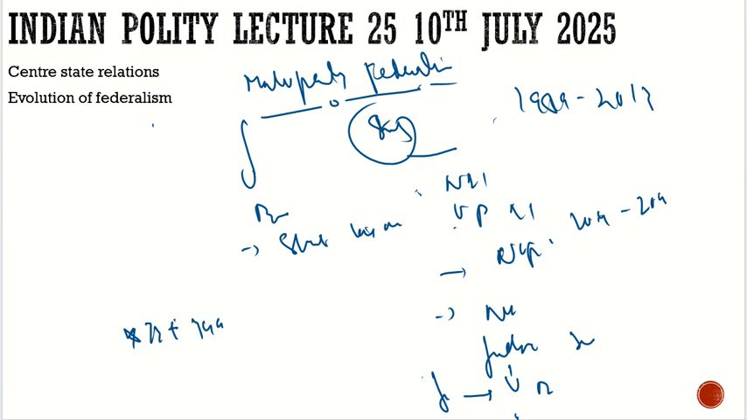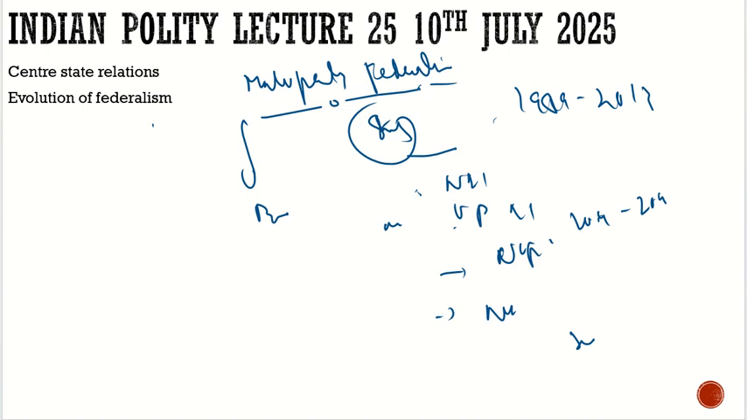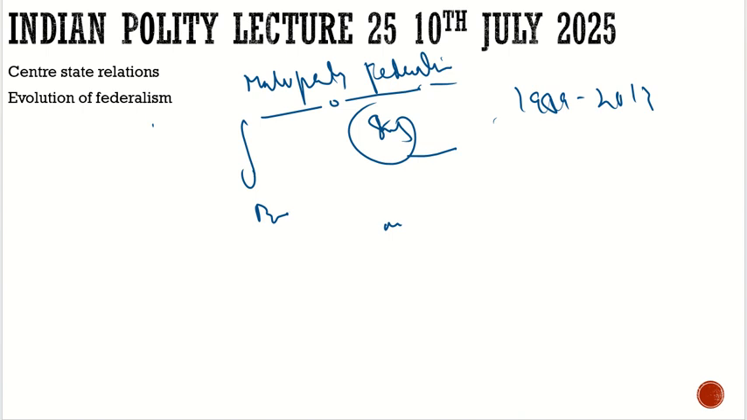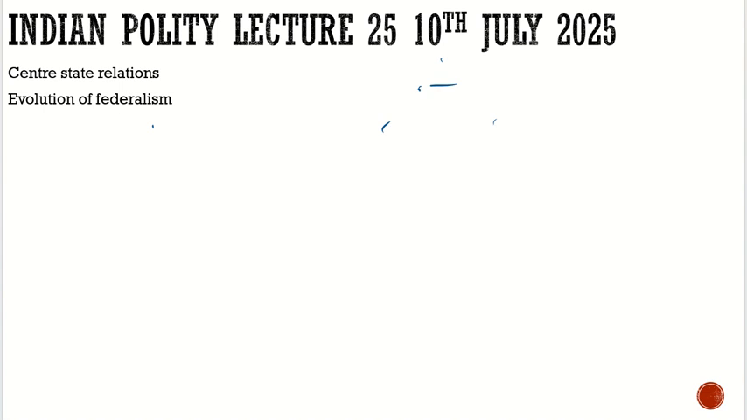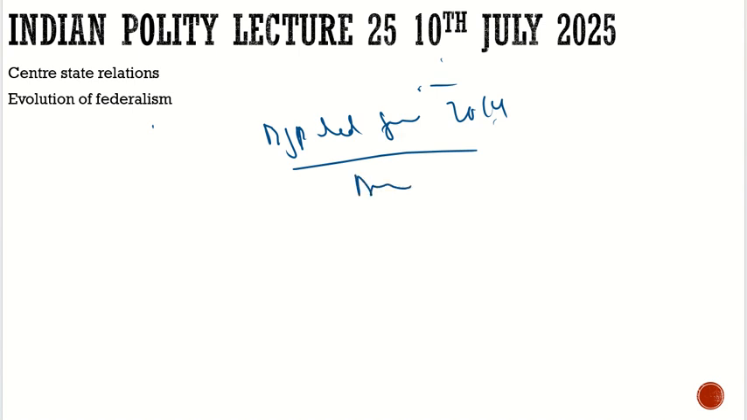Now the fourth phase. As it is said, history repeats itself. Now we are going back to where we started, from 1952, where we had a strong center, in the form of the BJP. We have a strong center, and we are seeing that in 22 states there were BJP governments from 2014. So this is BJP-led federalism, from 2014 onwards.